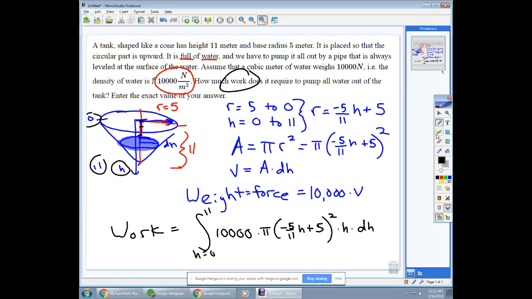So we did the hard part. Next part, let's come up with an answer. To do that, I'm going to have to square that out, multiply it by itself, and then distribute the h through. I like to pull the constants out front.